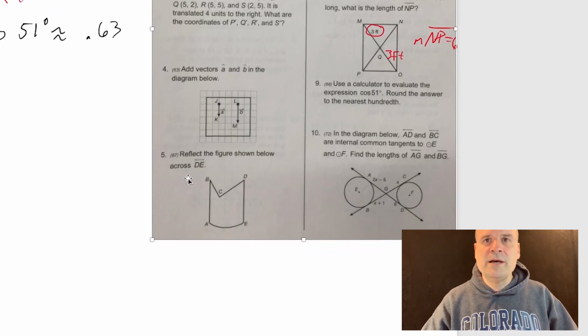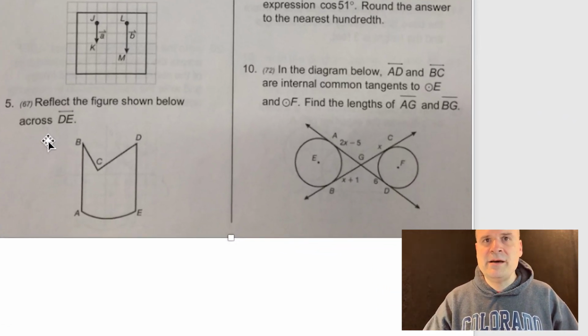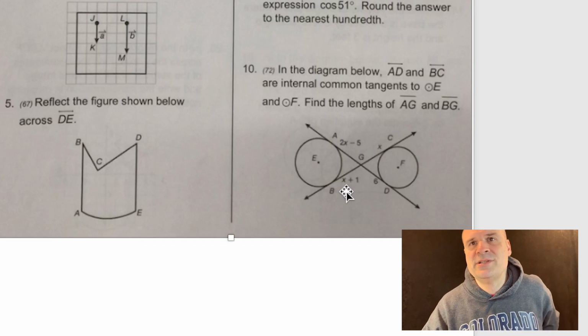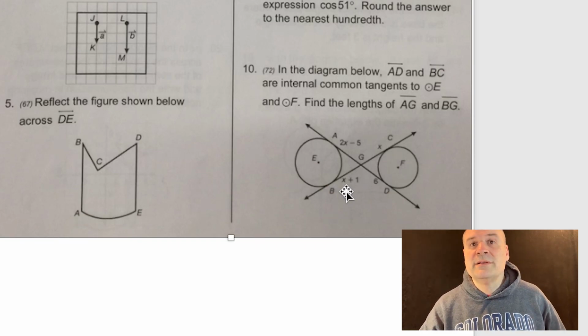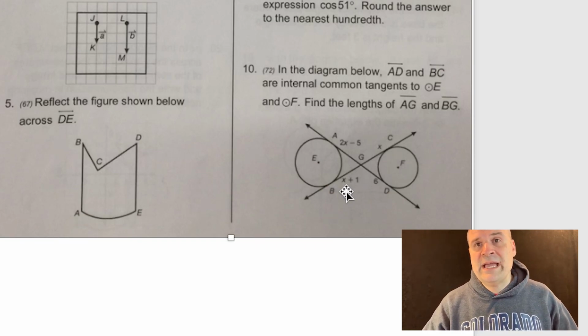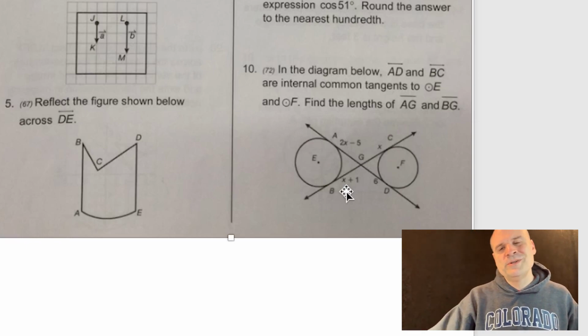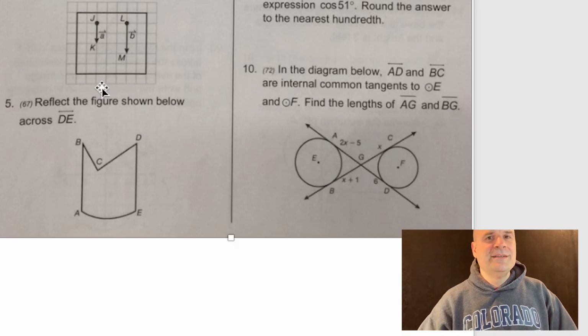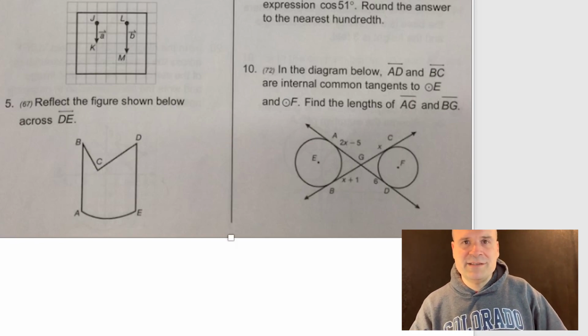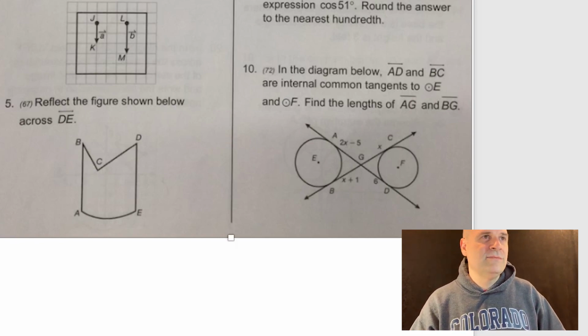In the diagram below, AD and BC are internal common tangents to circle E and circle F. Find the lengths of AG and BG. All right, so we're just going to use our guts here. So these are both tangents. So we're going to find the length. We're going to use the fish method. I just don't get it.